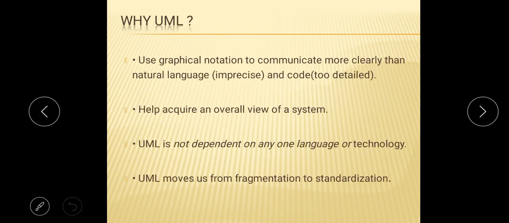Now, why should we use UML? UML uses graphical notation to communicate more clearly than natural language, which is imprecise, and code that is too detailed. It helps to acquire an overall view of a system. UML is not dependent on any one language or technology.